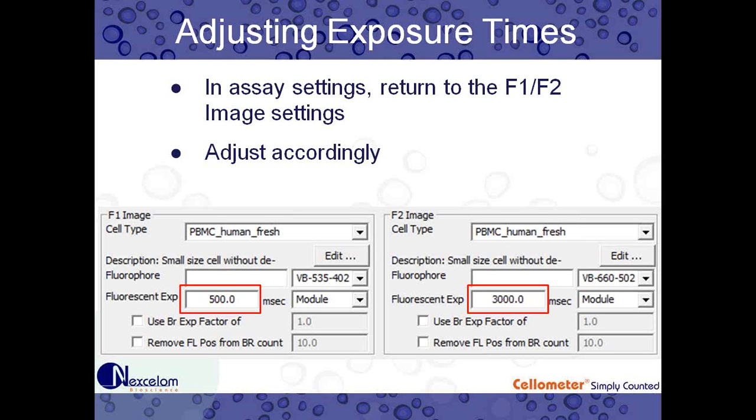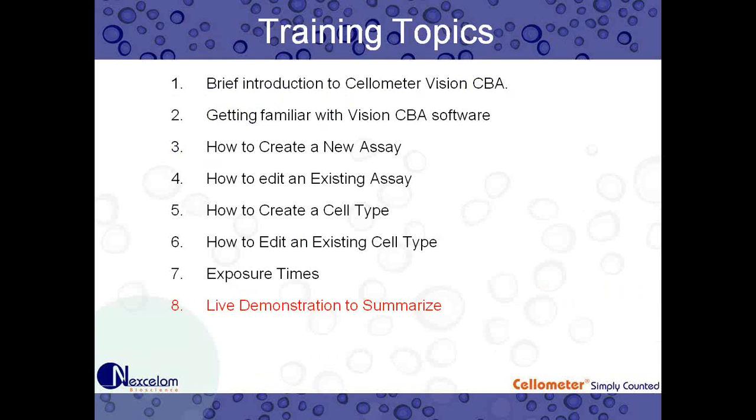So if you ever need to adjust these exposure times, return to the assay settings and to the F1 image and the F2 image to reset our cell type and adjust accordingly. So like I said, each cell type is going to be different, and these are just basic starter-off parameters, but feel free to play around with them.